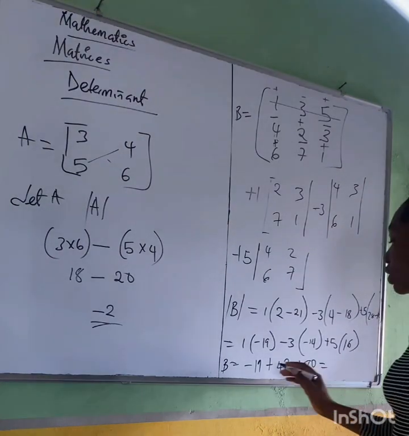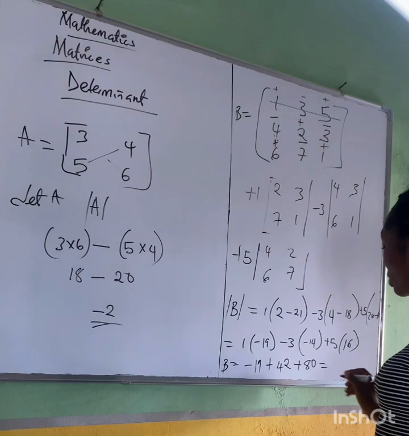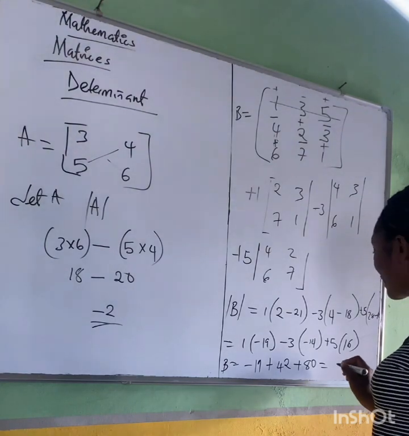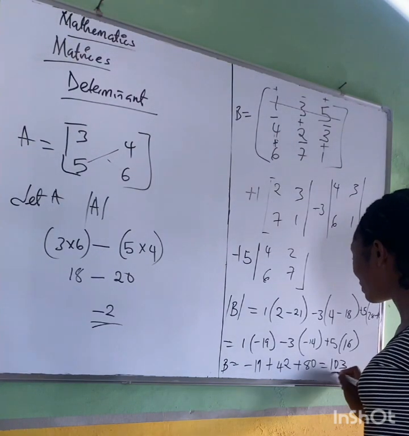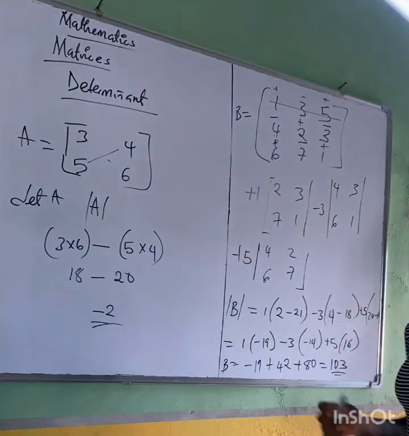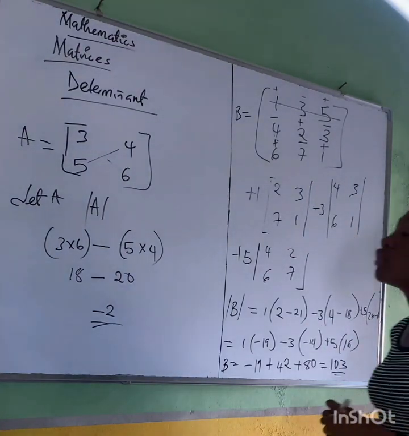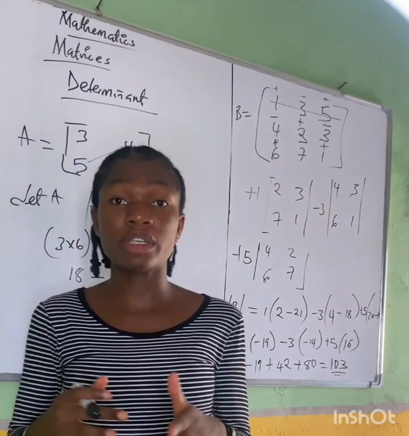So when we subtract and we add, we're going to be having what? 103. All right, so this is our determinant for what? This matrix. Are we there now? So we've come to the end of determinant of a matrix.